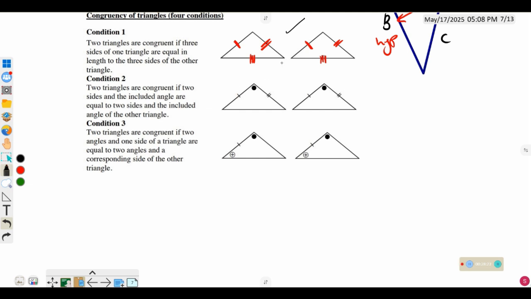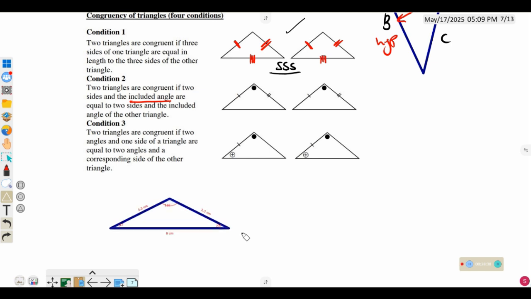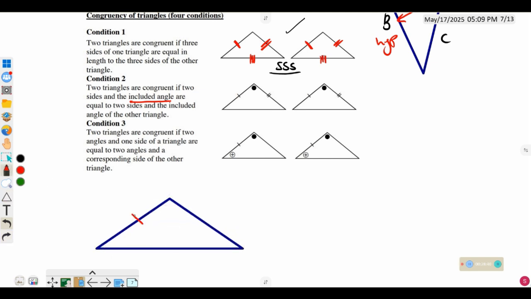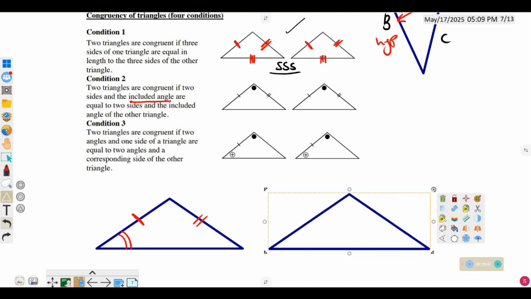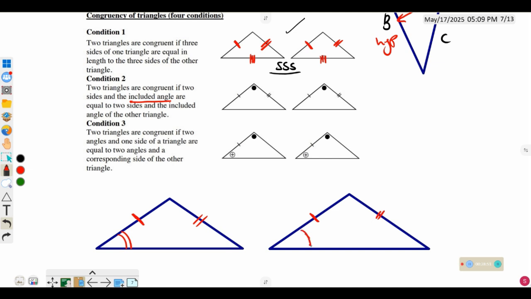And the reason for this is side, side, side, the easiest of them all, right? And then the second condition, which is side angle side. Now you need to be careful when it comes to this. It says two triangles are congruent if two sides and the included angle, which means if you have something that looks like this, whereby it's this side, that angle maybe, and that side, you can say these two triangles are congruent to each other, provided that they are orientated the same way, like this.